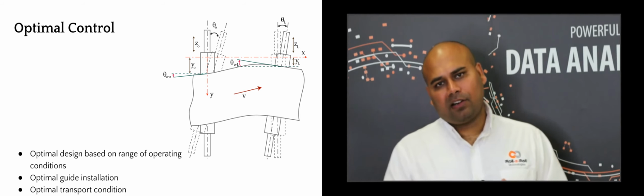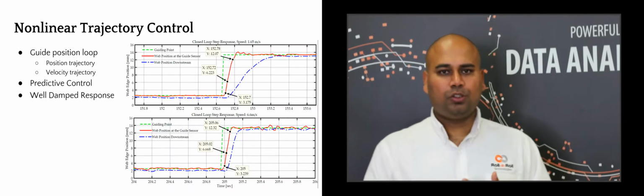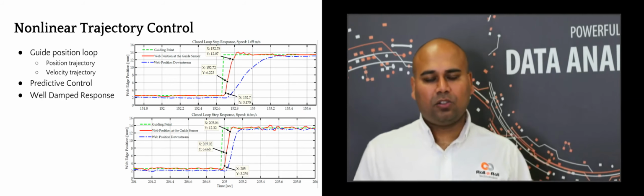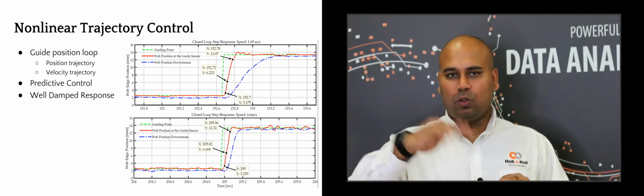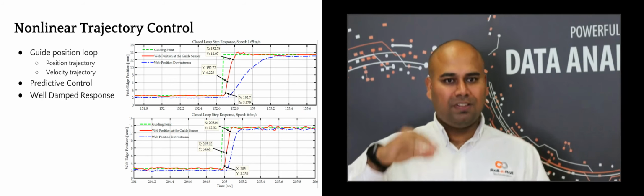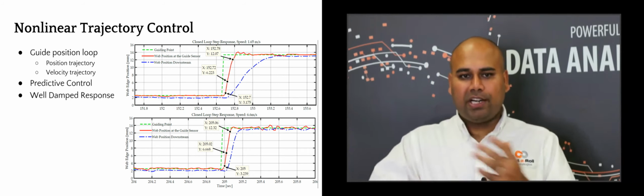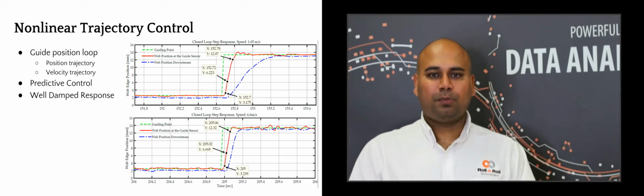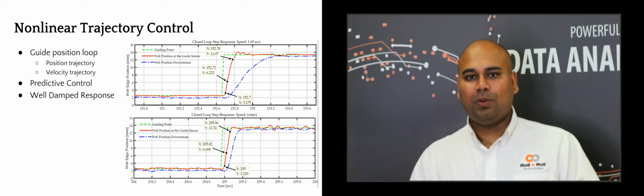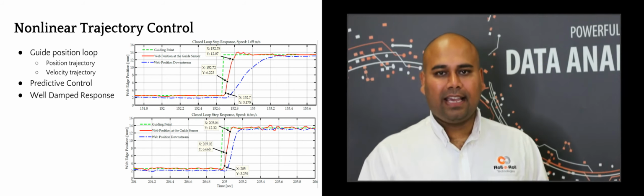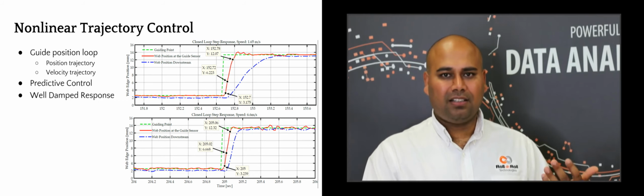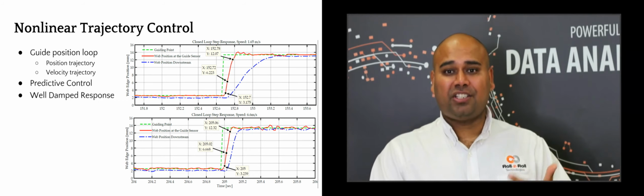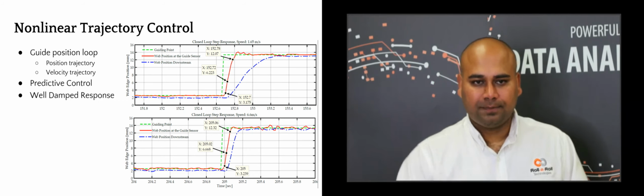And finally, there are other control systems, especially those used in roll-to-roll products, which we call nonlinear trajectory control. In this case, we control trajectories for the position loop and velocity trajectories, and also have a predictive component to it. Essentially, it provides you with a pretty good response system, which is well damped. And in this case, we could achieve up to about 135 to 145 millimeters per second correction, which is kind of unheard of in the industry.